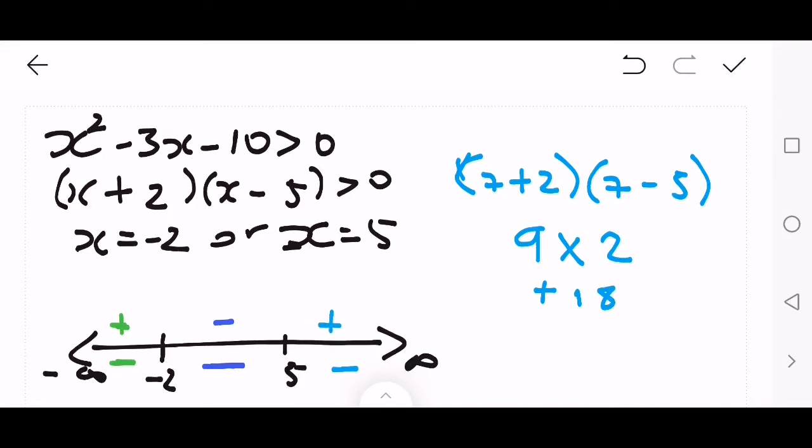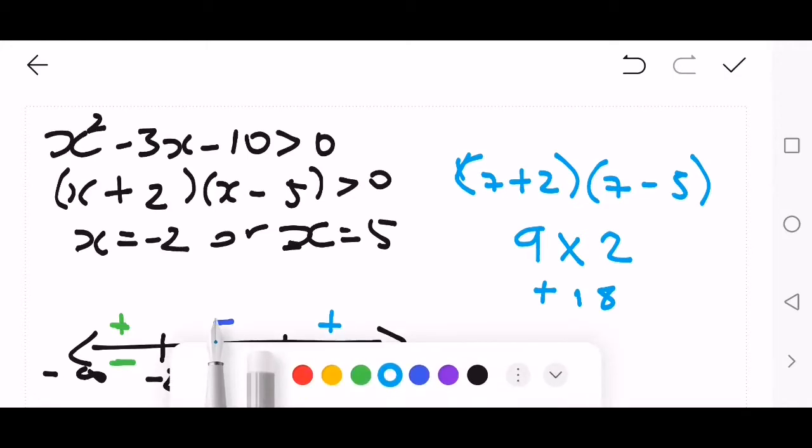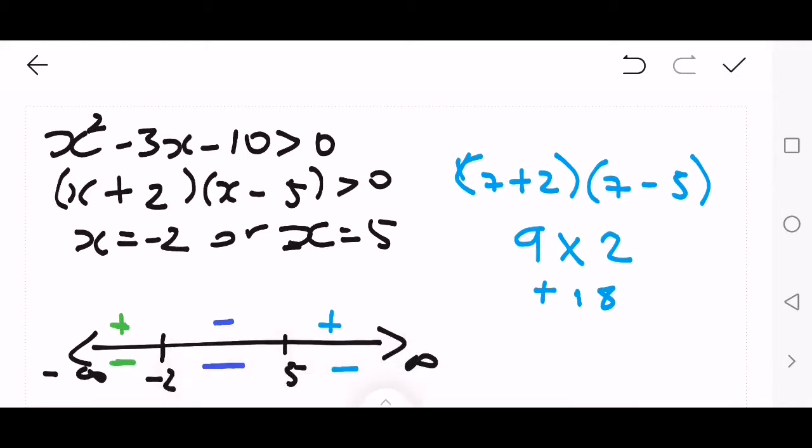So now, since our inequality sign is greater than, it means the solution will lie on the positive part of the number line. So now we can indicate that the solution goes from negative infinity to minus 2.